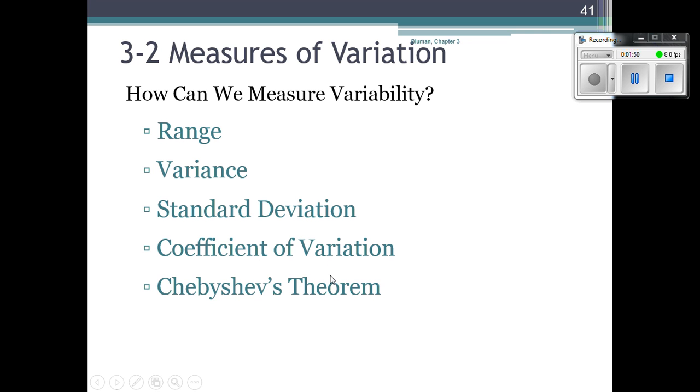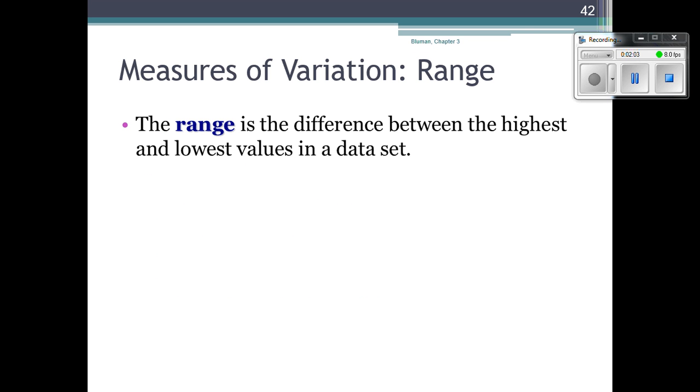We also have coefficient of variation, Chebyshev's theorem. I'm not positive how deep into that theorem we're going to get. It'll depend on time. And the empirical rule. So those are for another day. We're going to focus on range, variance, and standard deviation today. The range, like we said, you all know is the highest minus the lowest. Pretty simple formula.